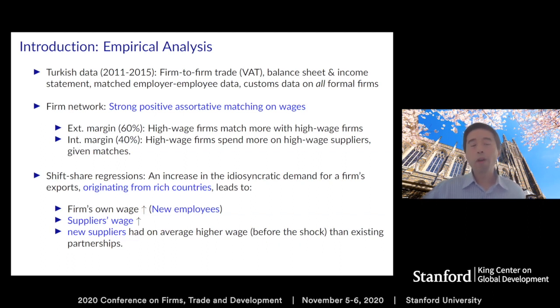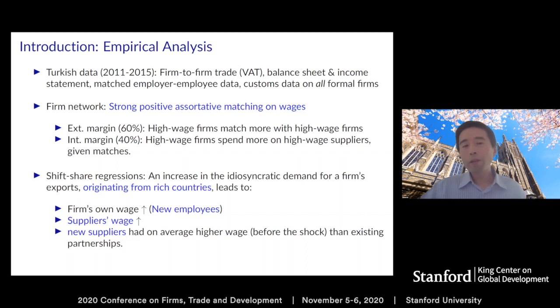From the firm network perspective, what we document here is a relatively new fact: a strong positive assortative matching on wages across firms. This happens both on the intensive margin and the extensive margin, meaning that high wage firms in this production network tend to match more with high wage firms. But also, conditional on the match, high wage firms spend more on high wage suppliers.